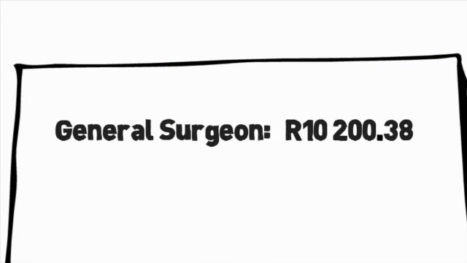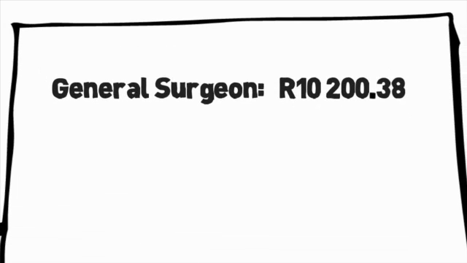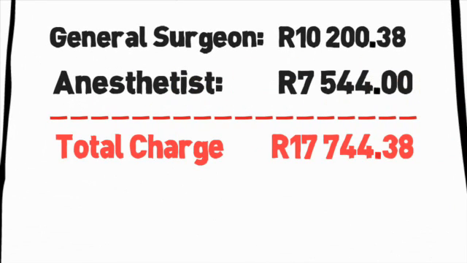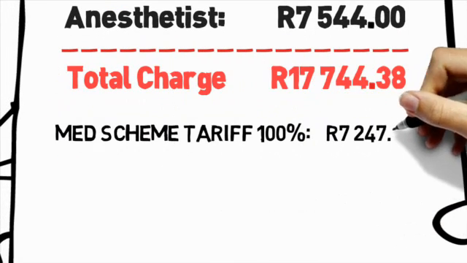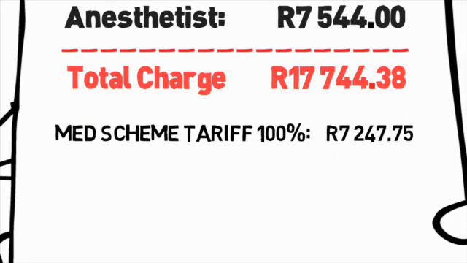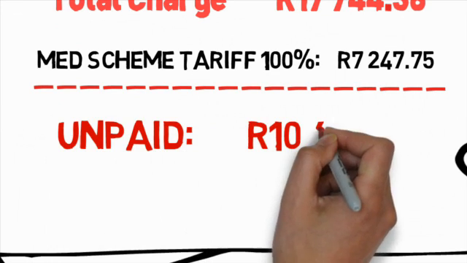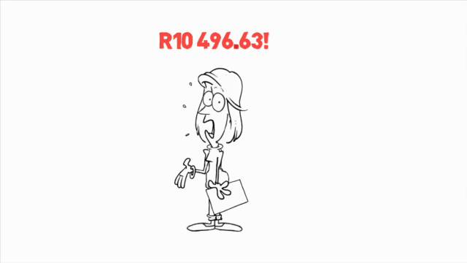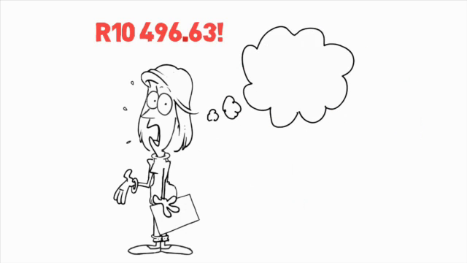completely different rate. She opens a bill which reads: General Surgeon's fees, 10,200 Rand and 38 cents. Anaesthetist, 7,544 Rand. Total charge, 17,744 Rand and 38 cents. Medical scheme tariff at 100%, 7,247 Rand and 75 cents. Unpaid, 10,496 Rand and 63 cents. Michelle now needs to find the additional 10,496 Rand and 63 cents to settle the anaesthetist and surgeon.